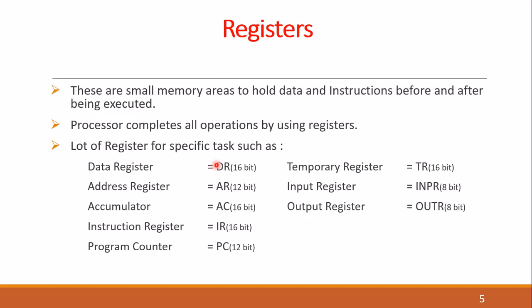Here we have the list of some of the registers: data register, instruction register, accumulator, and so on. We'll learn a little bit about these registers. Data register: this is a 16-bit register. The data register is used to temporarily store data being transmitted to or from the peripheral devices. This is like a buffer storage.